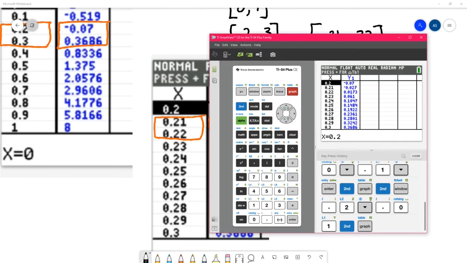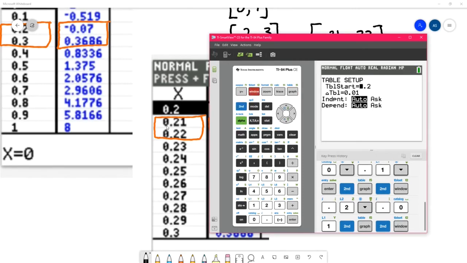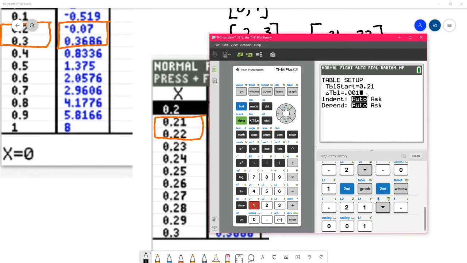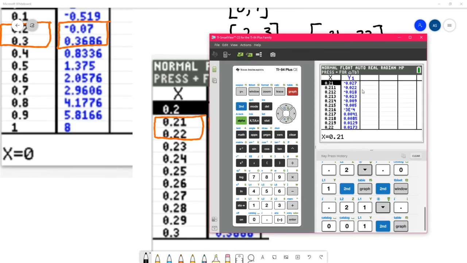And I want to go into that table set, so I'm going to hit second window. And now I want my interval to start at 0.21. And I'm going to get even more granular, 0.001. So we can now figure out this third decimal place. And let's go into the table. And once again, we're looking for that change in signs. You see the negative to positive right here. Let's get a screenshot of that.